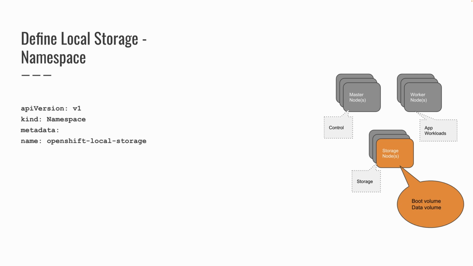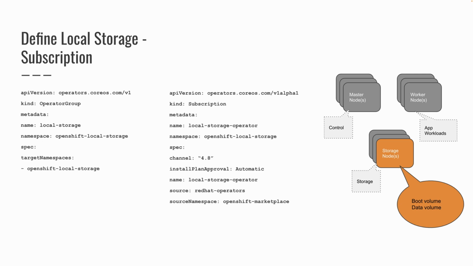There should be a storage class associated with it. So in my case, I need to deploy this local storage operator. Because of that, I have to create the OpenShift local storage namespace, using the YAML mentioned here in this page. And then I would create an operator group for the local storage operator that I'm going to deploy, and then a subscription. And in the subscription, I mention the channel name. For this video, it is 4.8.